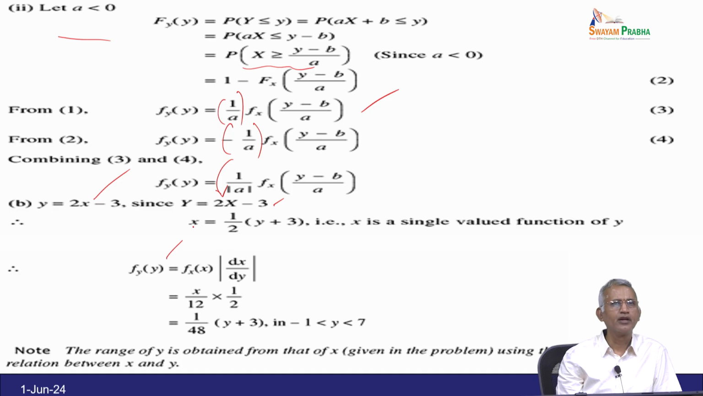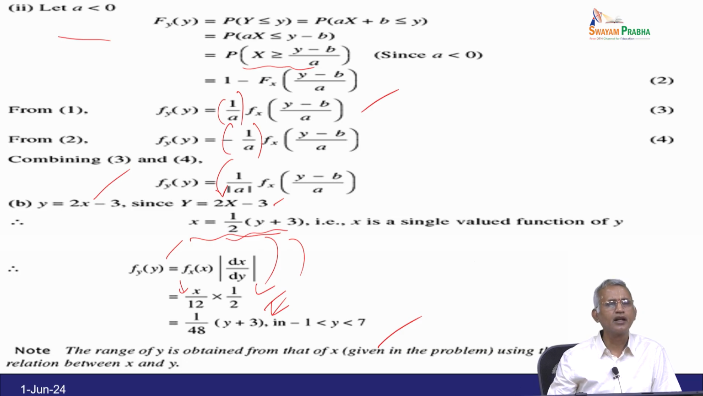Therefore, f y of y equal to f x of x into dx by dy, and differentiating with respect to y of the above, it becomes 1 by 2. Therefore, x by 2 is f x of x already found out, and substituting it, you have 1 by 24 of x, where x equal to 1 by 2 into (y plus 3). Therefore, 24 into 2 is 48 into (y plus 3) in the interval minus 1 less than y less than 7. So, the range of y is obtained from that of x using the relation between x and y.